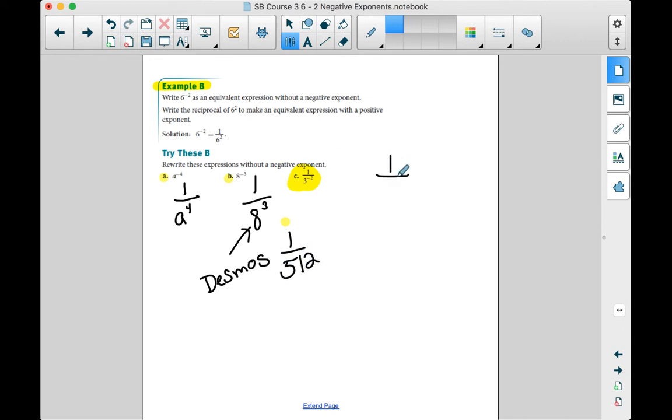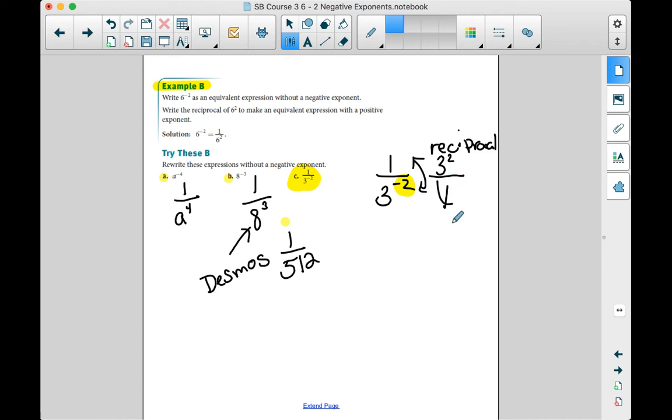So I currently have a fraction, but my same rule applies. If I have a negative exponent, I write that fraction as the reciprocal. So here I flip it. So it becomes 3 to the positive 2 over 1. So even though it's already a fraction, I go ahead and write it as its reciprocal. And I write it like that.